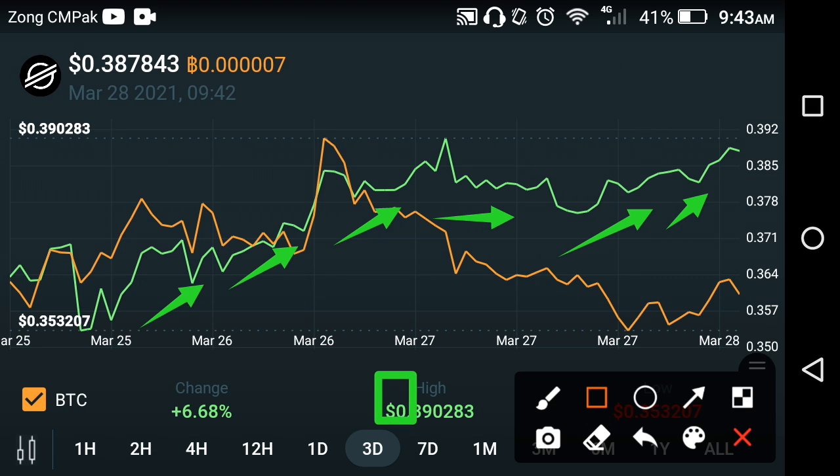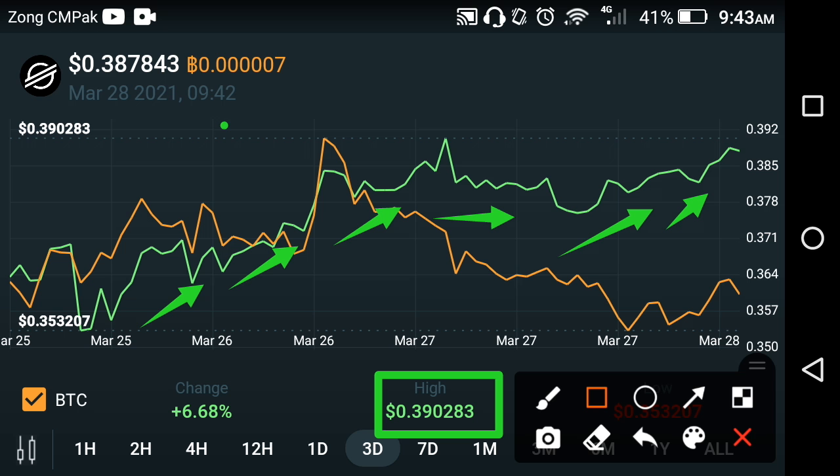As you can see here, the price in the previous 3 days is $0.390283, the high price in the previous 3 days. Now let's compare this price with the current price of Stellar XLM. As you can see here, the current price of Stellar XLM is $0.387843.